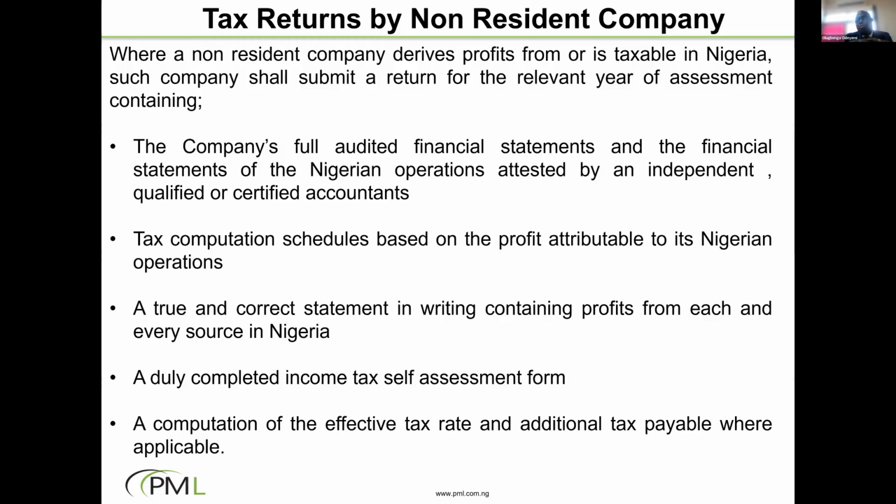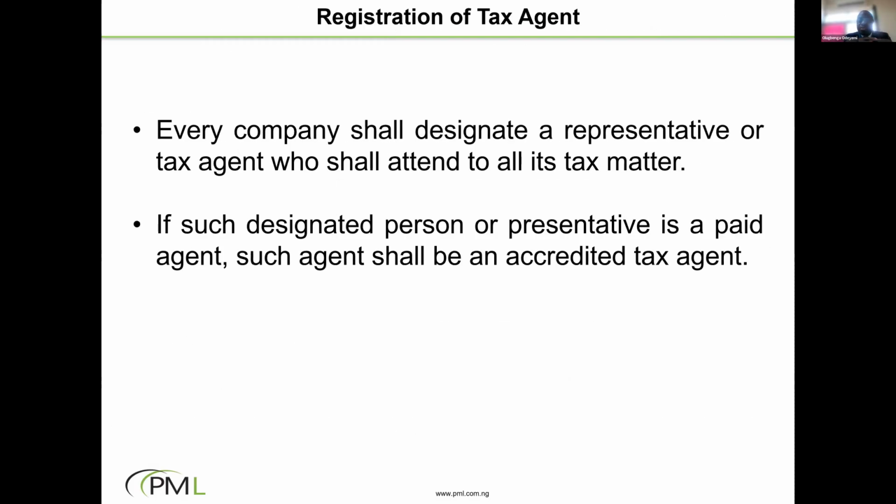Such a representative might be a paid agent, and the agent shall be an accredited tax agent. What I mean by a paid agent is that the person is not a staff of the organization, but someone who is given the responsibility to handle all their tax activity. So this has to be communicated to the tax authority: our tax agent is this person. Every issue regarding taxes concerning the company, the tax agent will be responsible for it.